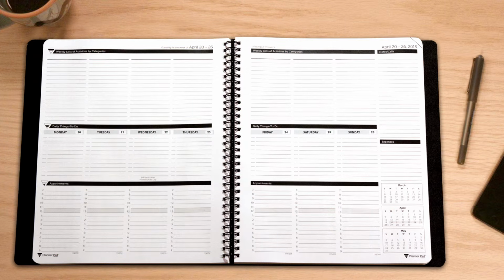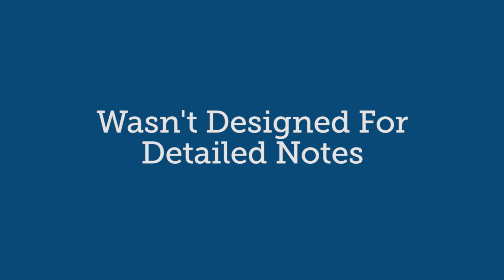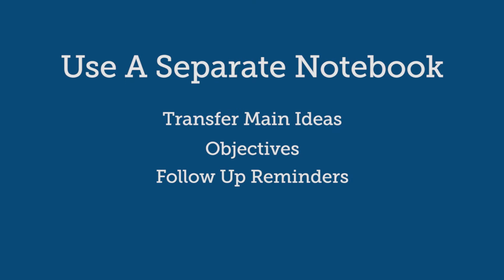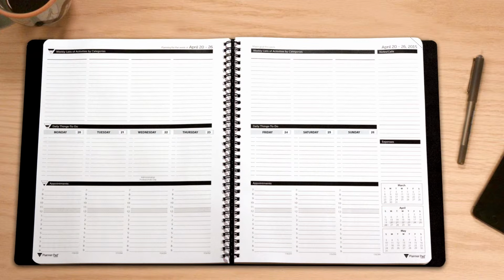One thing to note before we begin, your Planner Pad Organizer wasn't designed to house detailed project or meeting notes. Those could clutter up the simplicity of the 3-tier system. Instead, try using a separate notebook or file for these notes. Then, transfer the main ideas, objectives, and follow-up reminders from these meetings and projects to your Planner Pad Organizer.